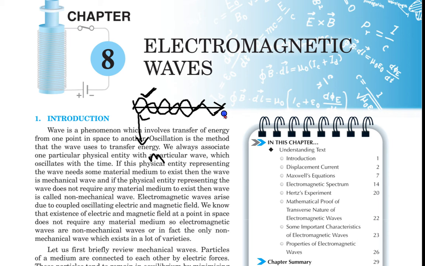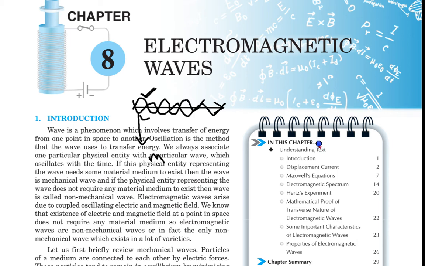Some may not. The waves which constitute electric and magnetic fields are called electromagnetic waves. For example, IR rays, visible light, red light are electromagnetic waves. Gamma rays and X-rays, all are electromagnetic waves. That means gamma rays consist of electric field and magnetic field.